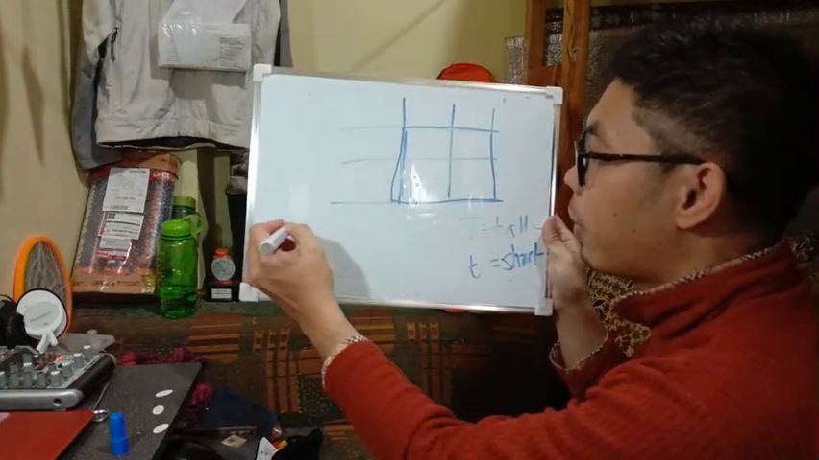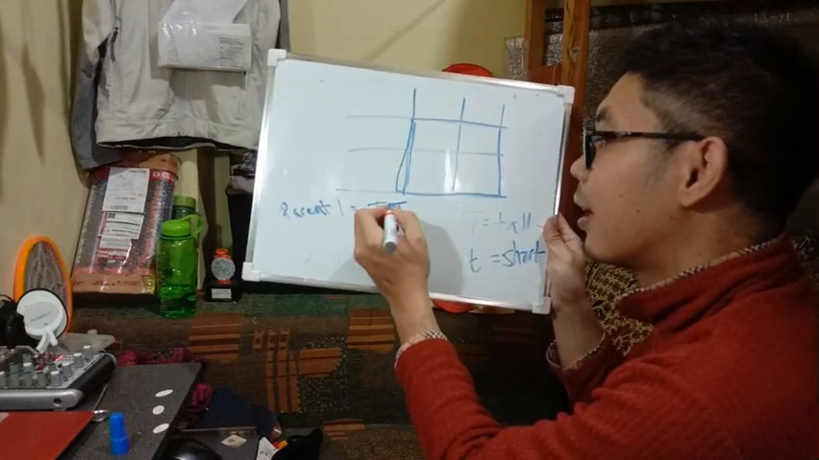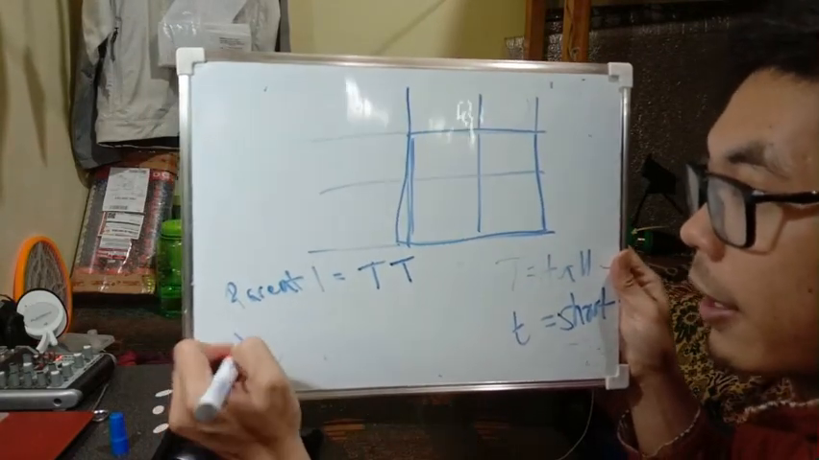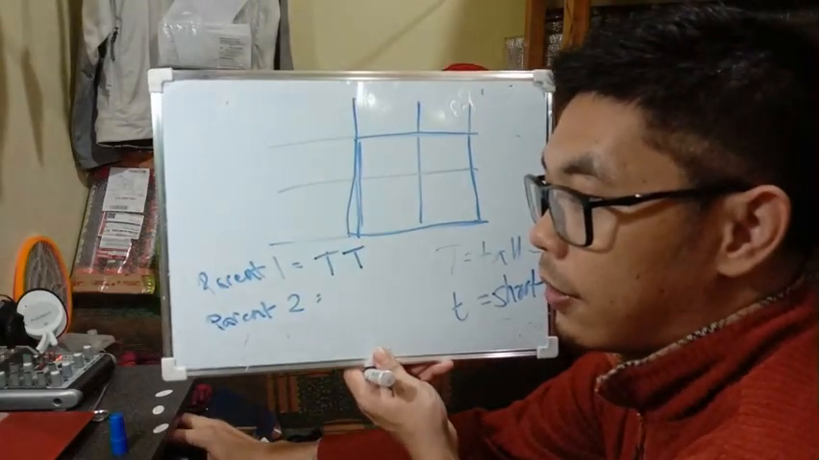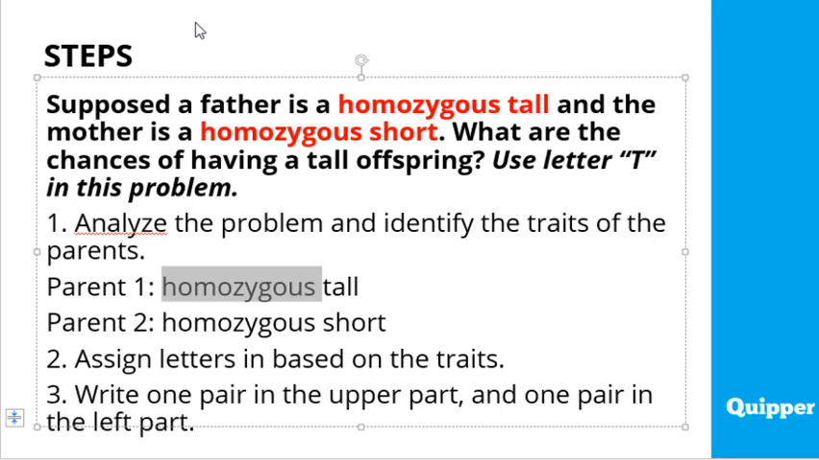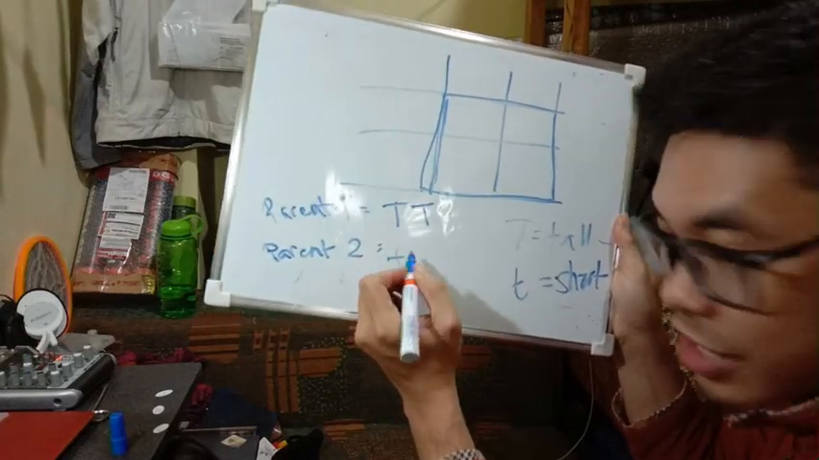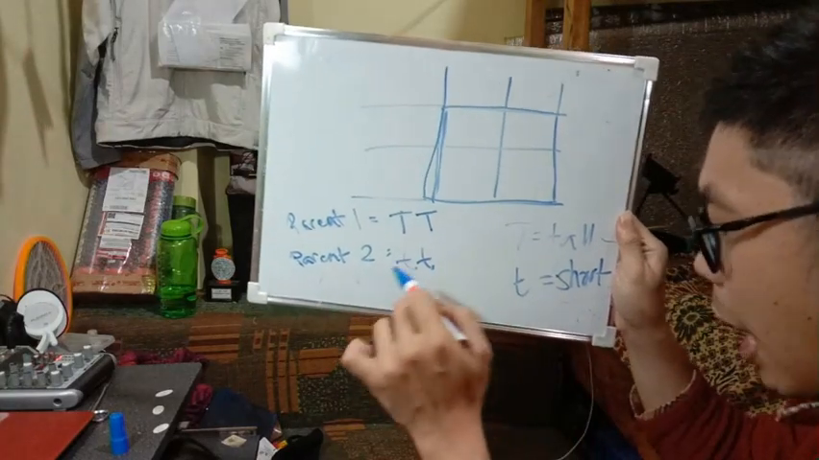So homozygous, parent number one, homozygous tall, is capital T and capital T. So here, capital T and capital T, homozygous tall. Parent number two. Let's go back to the PowerPoint. Homozygous short. We know that for short, the letter we use is small letter t, and homozygous means the same. So for parent number two, homozygous short, it is small t and small t. So this is the genotype of parent number one and this is the genotype of parent number two.